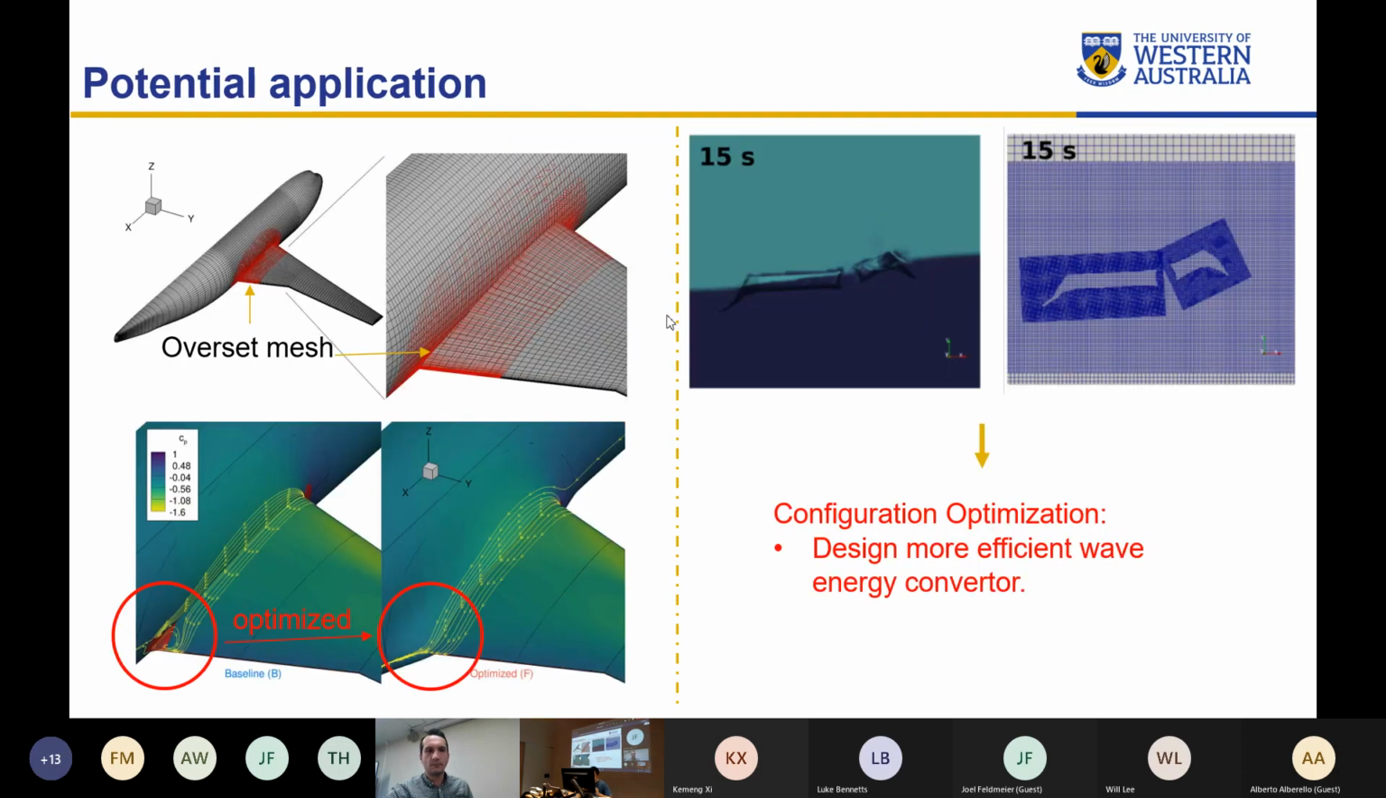Despite the application on roll damping or the ship motion, the overset mesh can also be applied to optimization, as it has been used in aerodynamics. We think these techniques can be applied to design more efficient wave energy converters, since it can keep the background mesh similar and only change the overset mesh. So we can test different objects, a series of objects with independent overset mesh, and we can obtain a better performance wave energy converter. And that's all.